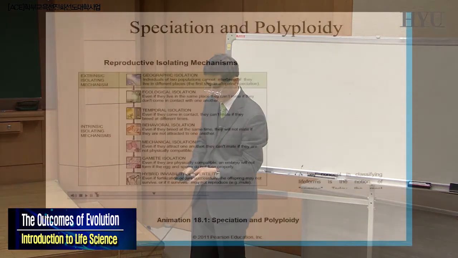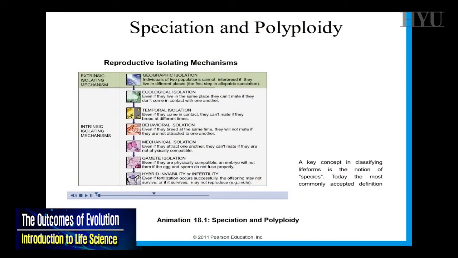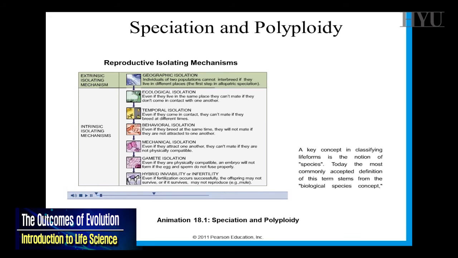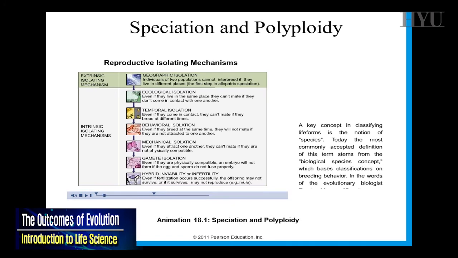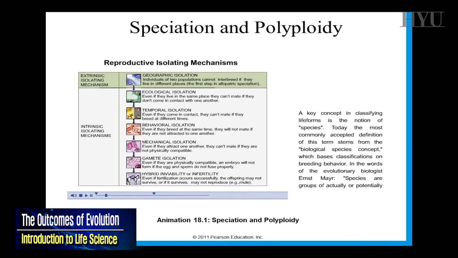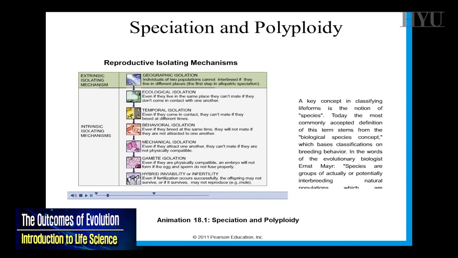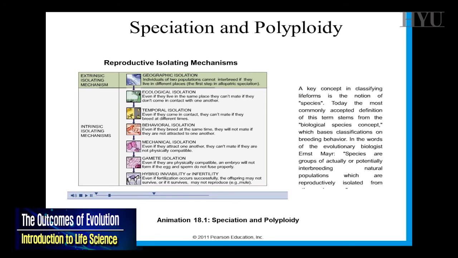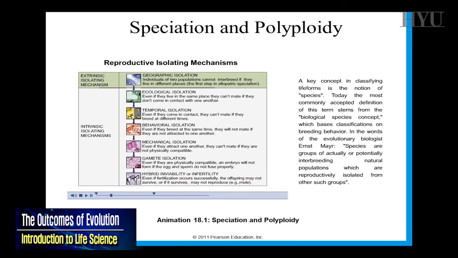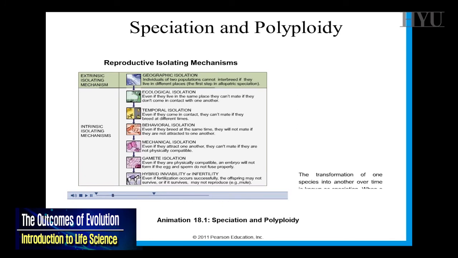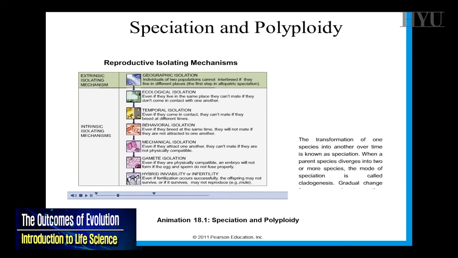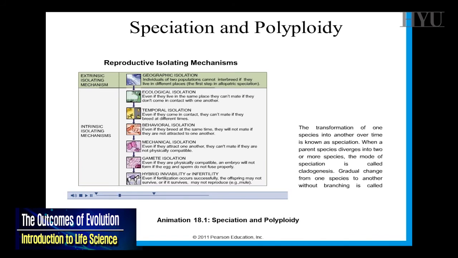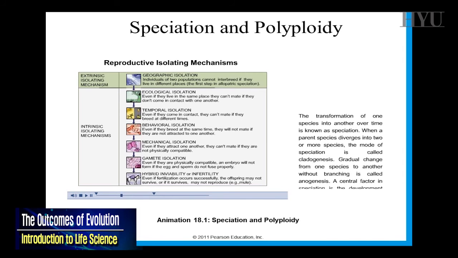A key concept in classifying life forms is the notion of species. Today, the most commonly accepted definition of this term stems from the biological species concept, which bases classifications on breeding behavior. In the words of the evolutionary biologist Ernst Mayr, species are groups of actually or potentially interbreeding natural populations, which are reproductively isolated from other such groups. The transformation of one species into another over time is known as speciation. When a parent species diverges into two or more species, the mode of speciation is called cladogenesis. Gradual change from one species to another without branching is called anagenesis.